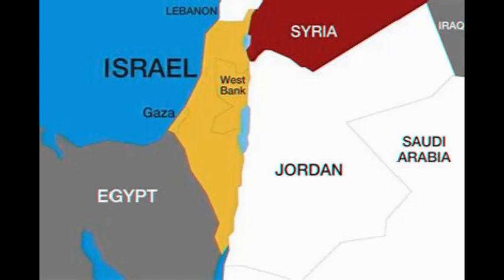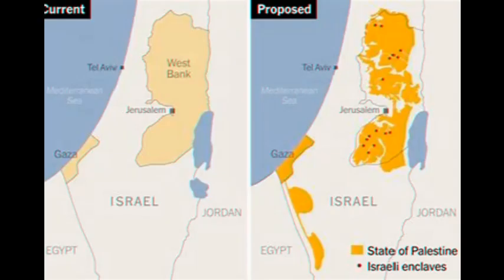The conflict between Palestine and Israel is a long and complex one that dates back to the early 20th century. Here is a brief history of the conflict. Late 1800s: Zionism, a movement to establish a Jewish homeland in Palestine, begins to gain momentum. 1917: the Balfour Declaration, issued by the British government, expresses support for the establishment of a Jewish homeland in Palestine.